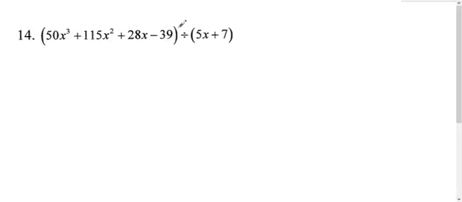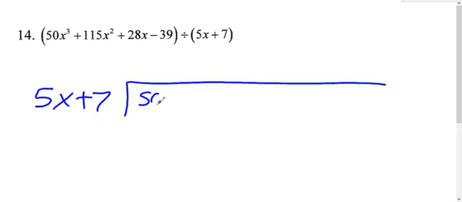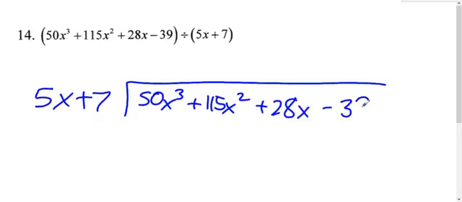So for this, since we're dividing by 5x plus 7, I would not recommend synthetic. I would just do long division. Always be on the lookout for missing powers, which everything's here, so nothing to worry about on this problem. So divide. 50 divided by 5 is 10. x to the third divided by x is x squared.